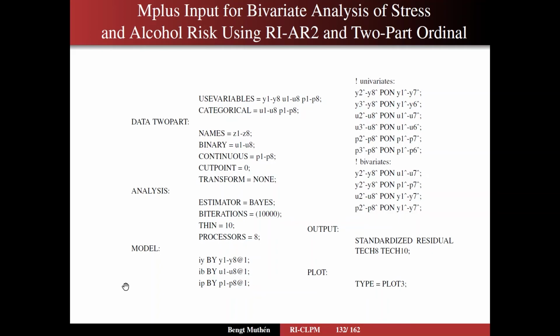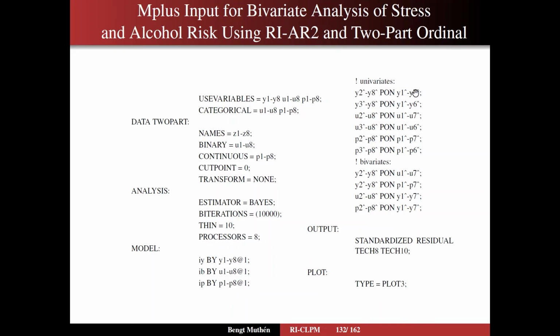So on slide 132 then, we look at the input for the bivariate analysis, and here we do data two-part only for the Z variables, for the alcohol risk variable. We leave the stress variable alone. So we use the continuous stress variable here and the binary part of the alcohol risk and the ordinal part of the alcohol risk. So, and this part then is the same as we discussed before. And here you have then 3 random intercepts, 1 for stress and 2 for alcohol risk, the binary and the ordinal part.